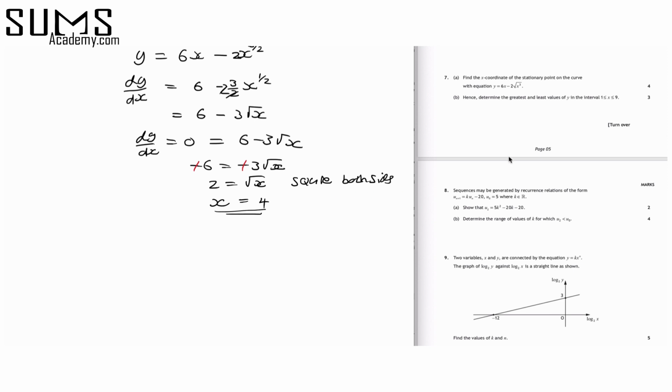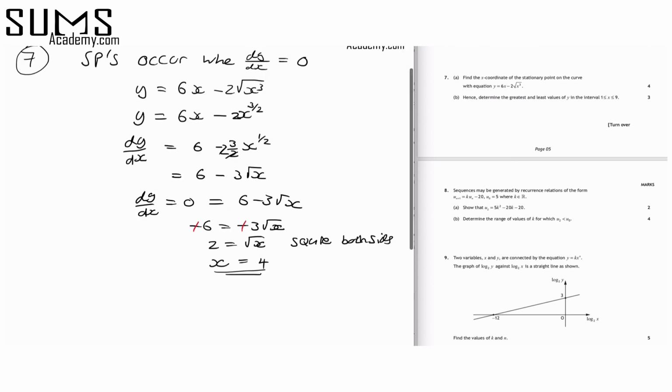So it's quite straightforward for 4 marks. So where do the marks come from in this question? Well, you get 1 mark for writing in a differentiable form, you get 1 mark for starting to differentiate, and then you get your 2nd mark for completing the differentiation and equating it to 0, and you get your last mark for x equals 4.